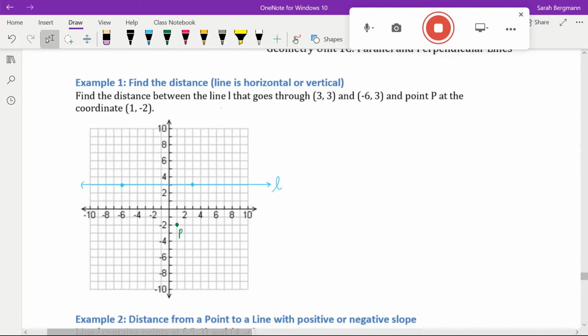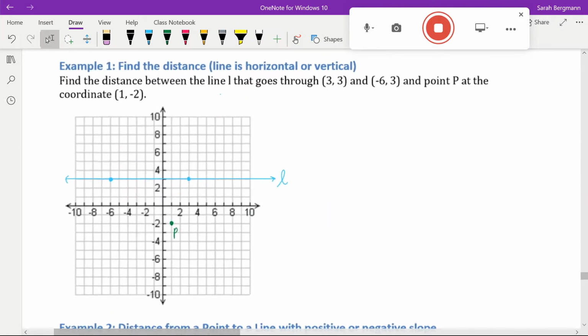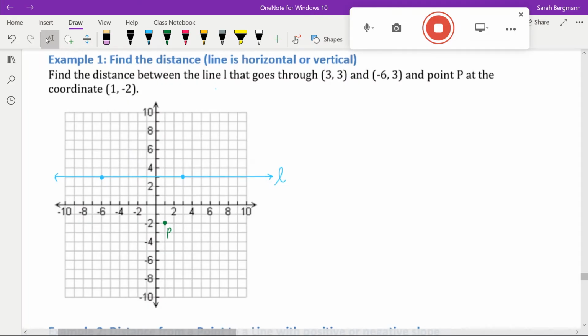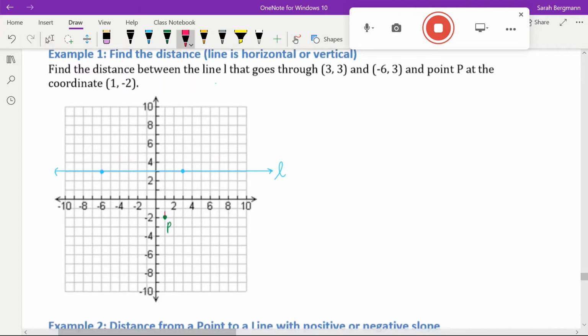Let's do an example together. I've already plotted the point and the line. Make sure you do the same. Now, in order to find the distance from point P to line L, I know I need to go perpendicular. Since line L is a horizontal line, I know that perpendicular is going to be a vertical line. So I need to find the distance from point P to, let's call this point Q.